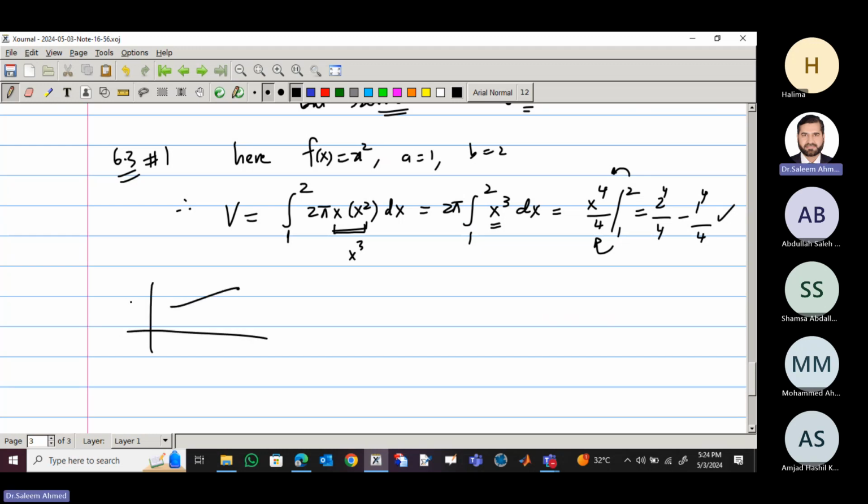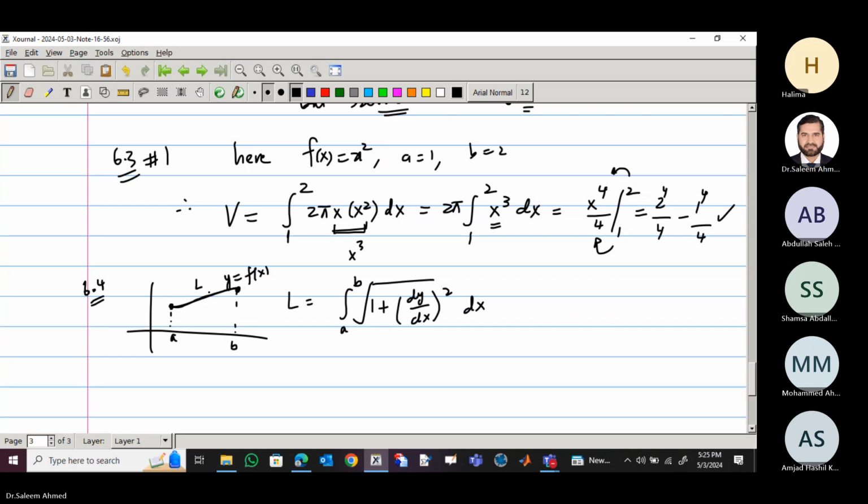In 6.4, you had the length of a plane curve. If a curve is given from A to B, we are not finding the region. We want to find the actual length going from A to B. The length of a plane curve is the integral from A to B of the square root of 1 plus (dy/dx) squared, dx. So you have y equal to f of x, and you are looking for the length of the curve. So that is the formula. Again, the formula will be given. You just have to find the derivative, put the derivative here and integrate.